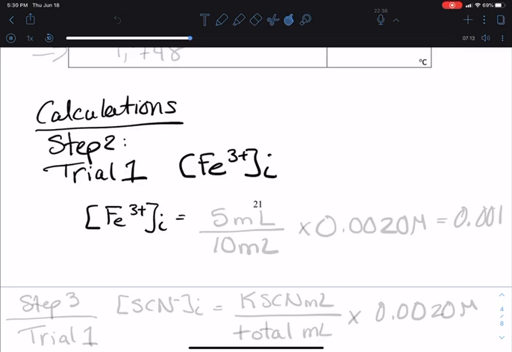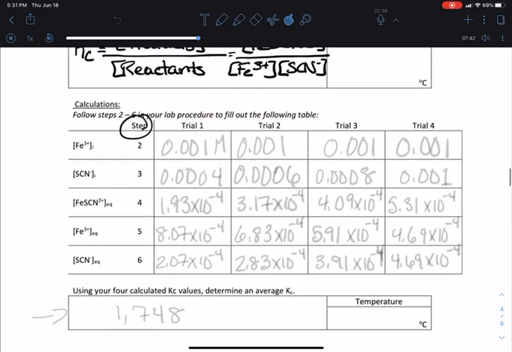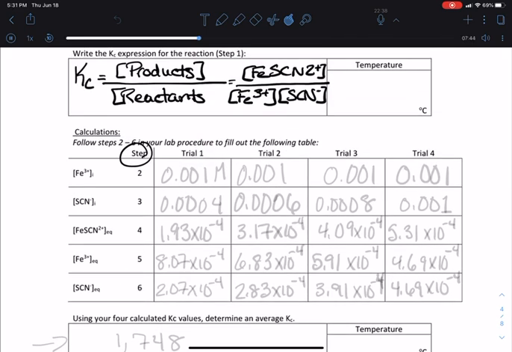Which for trial 1 would be 5 milliliters divided by 10 milliliters multiplied by 0.0020 molarity, which, if my calculator is correct, now I'm just using a cell phone calculator, so feel free to double check these numbers, should be 0.001, which I'm just going to add to the chart.